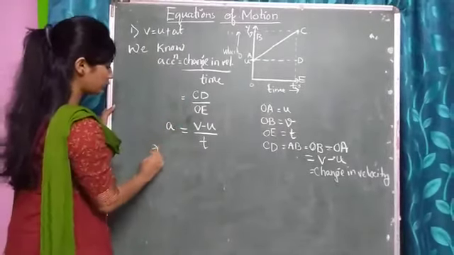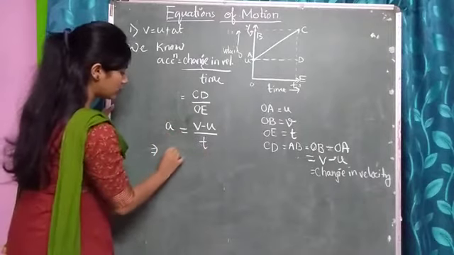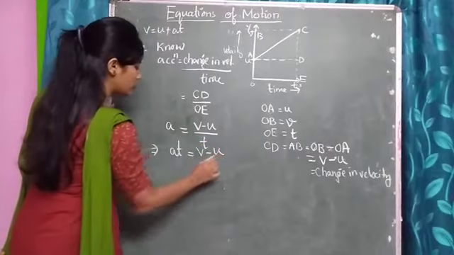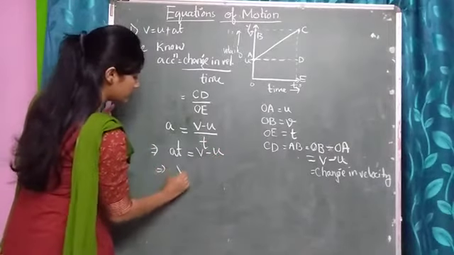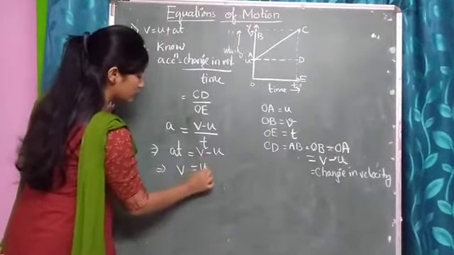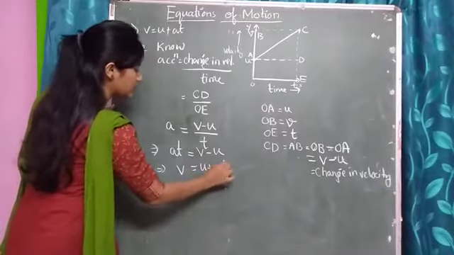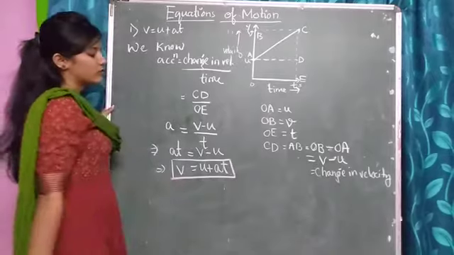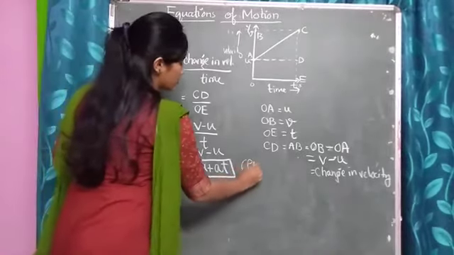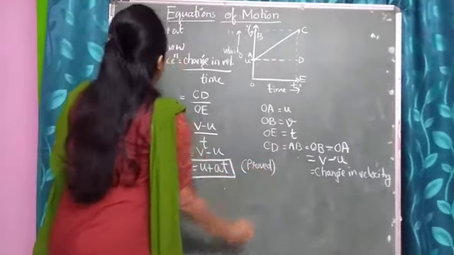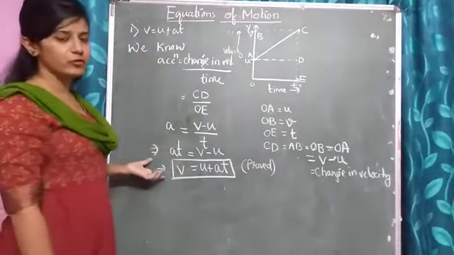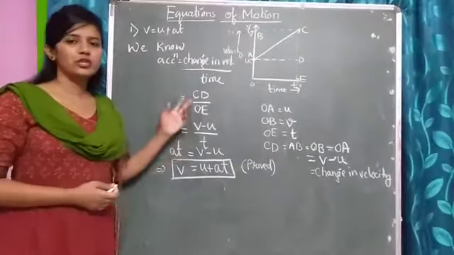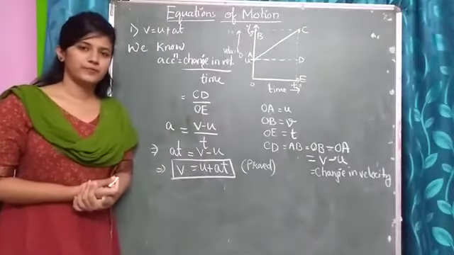So see, we have proved that A into T, cross multiplying, is V minus U, and that is V equals U plus A T. So see, this has been proved. The equation 1 has been proved. So if the question comes, derive the first equation, you just go through this procedure.